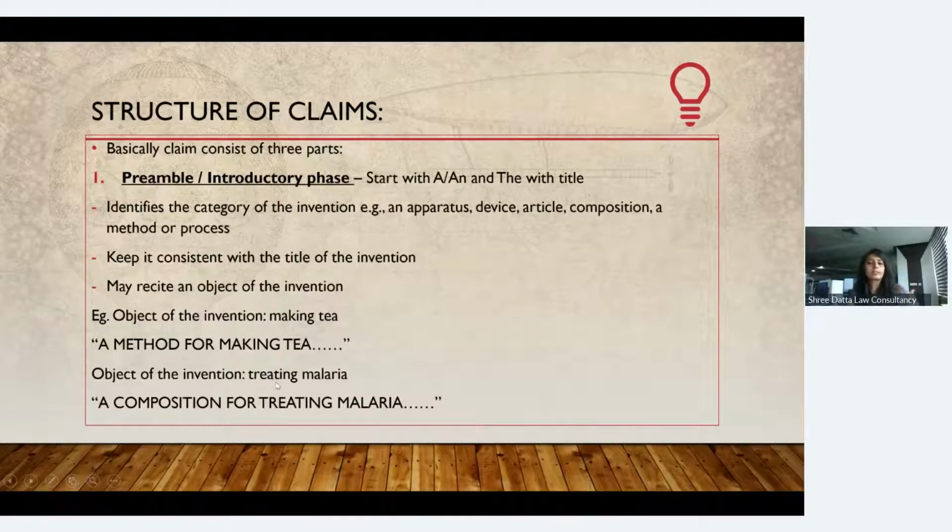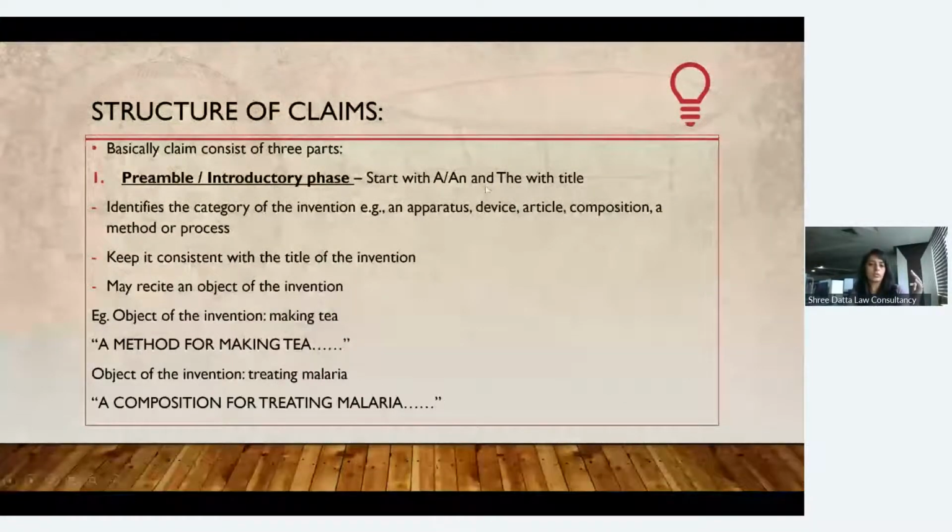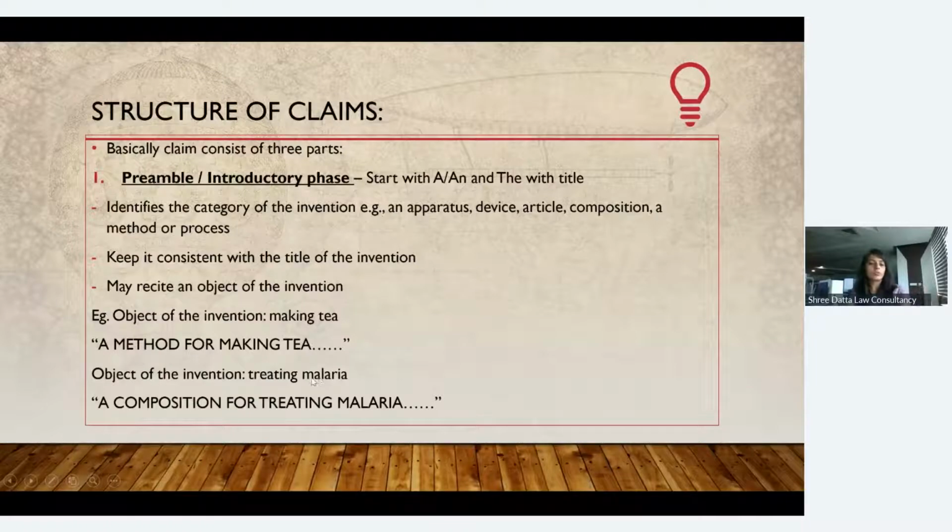Then another objective, treating malaria. So now the composition which is used to treat malaria. So A, then in this we are selecting the composition. Then for the objective, a composition for treating malaria, that is the preamble for that particular invention.